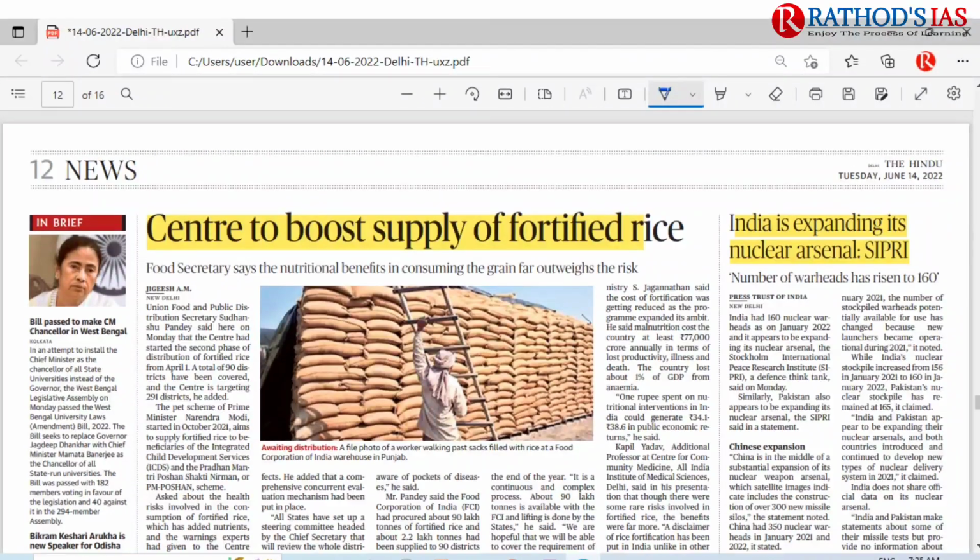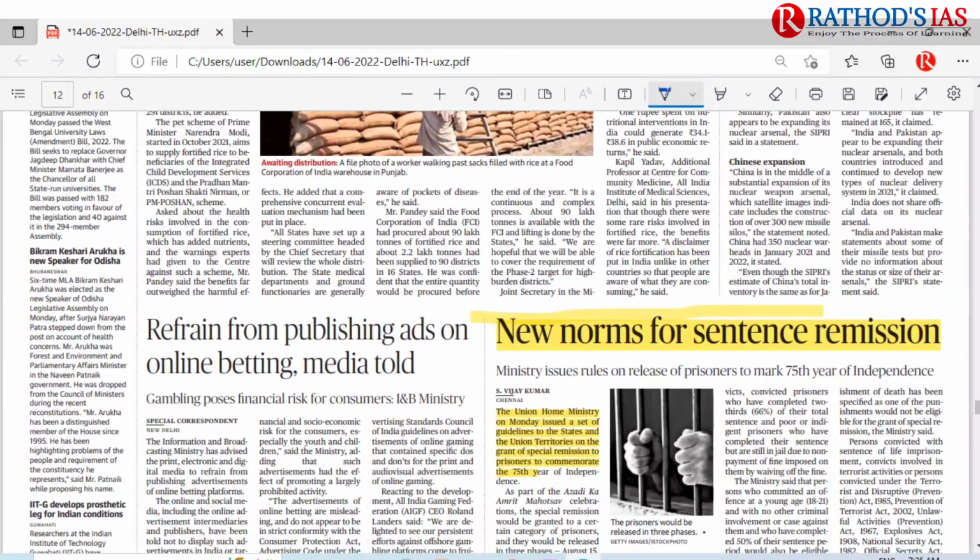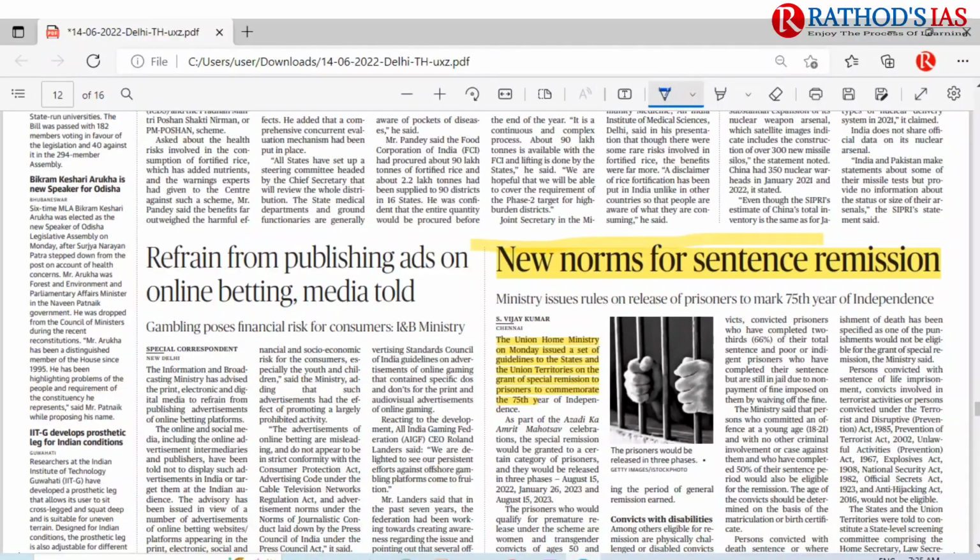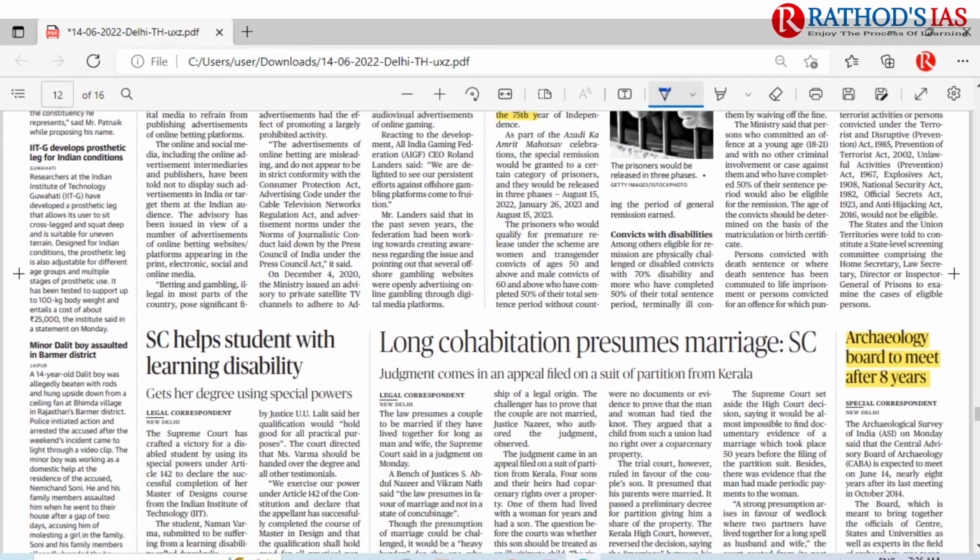And in this newspaper, on page number 12, I discussed fortified rice and the SIPRI report. And there is one article regarding new norms for sentence remission. You know that this year marks the 75th year of independence. Here the Union Home Ministry issued a new set of guidelines to the states and union territories on the grant of special remission to prisoners. So this is also an important topic.